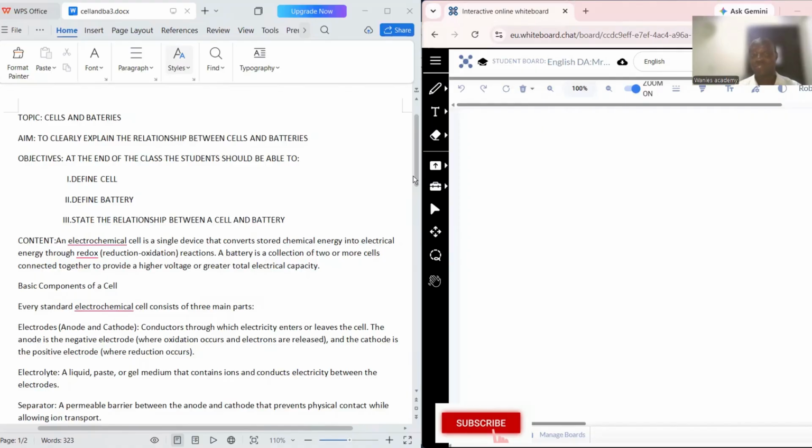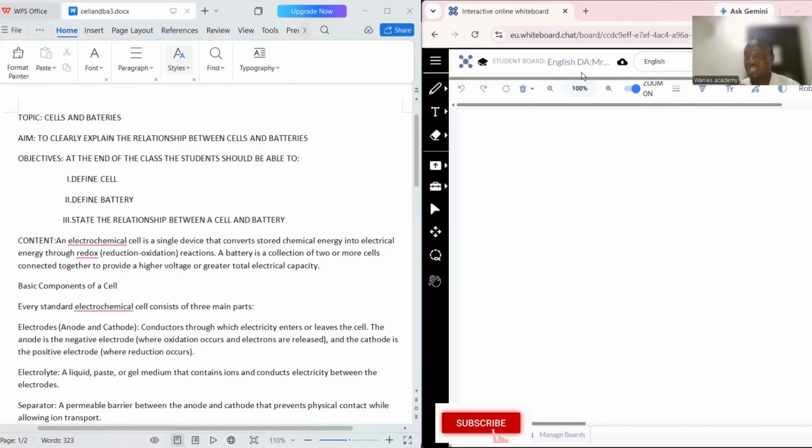In our chemistry class today, we have a topic to consider, and that topic is cells and batteries. The aim for this class is to clearly explain the relationship between cells and batteries. The objectives are that at the end of this class, the student should be able to: 1. Define cells, 2. Define battery, 3. State the relationship between a cell and a battery. These are the objectives for this class, and I've also stated the aim earlier.